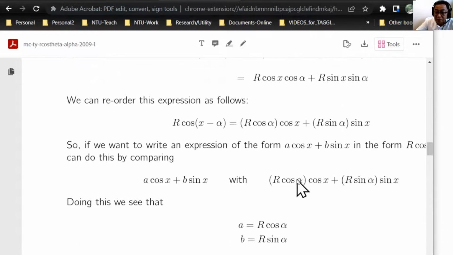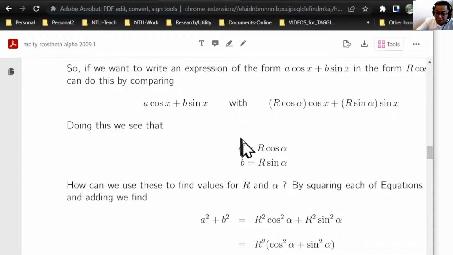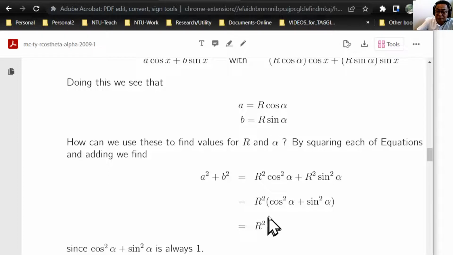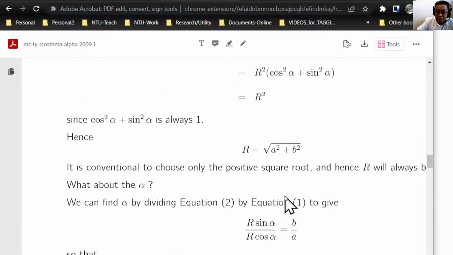The expression came from this sum of angle rule. So R cos(x minus alpha) equals R cos x cos alpha plus R sin x sin alpha. And then you can simplify this to get what is capital R as well as what is alpha. Okay, so please take a look.